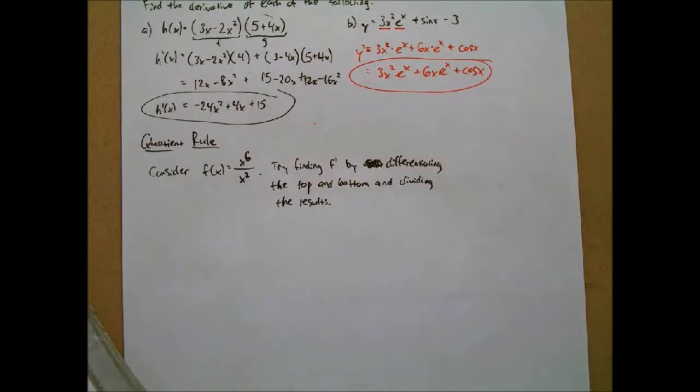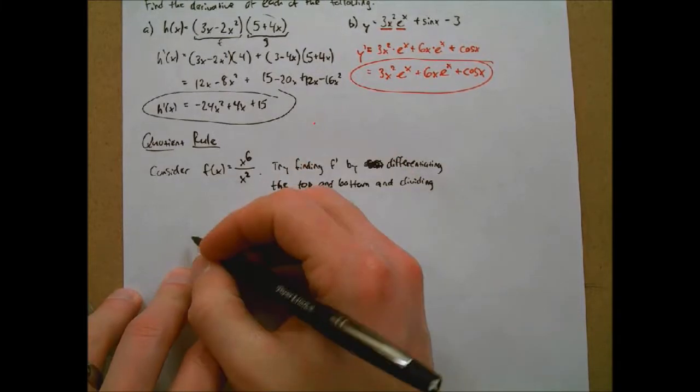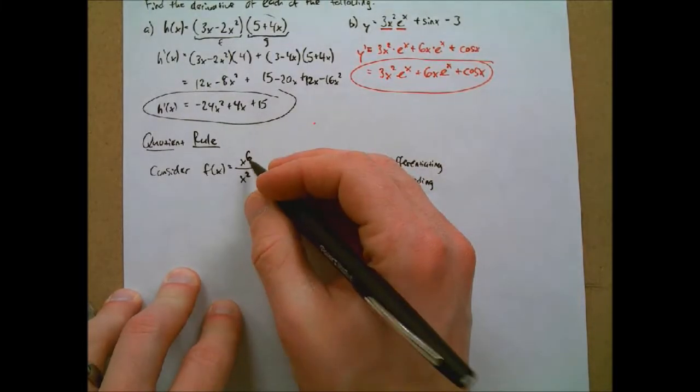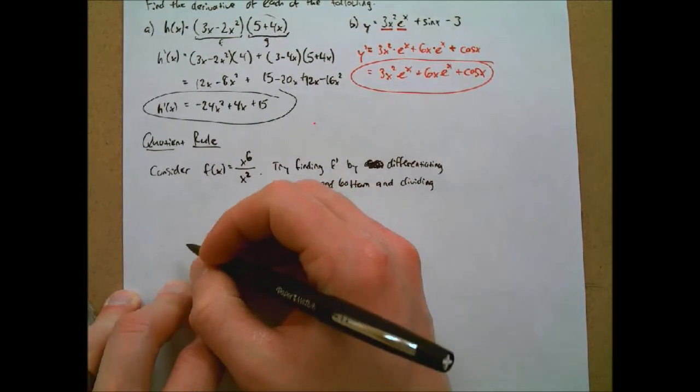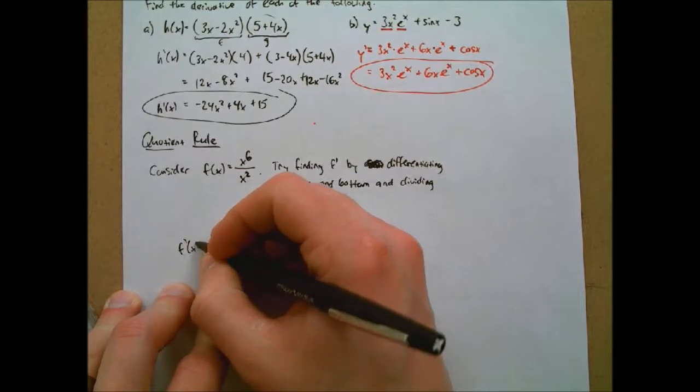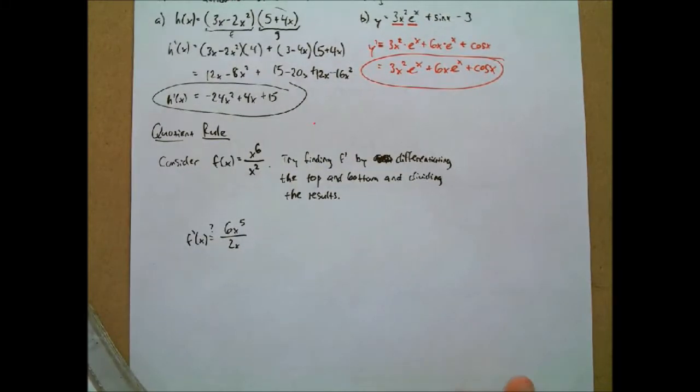All right, so the derivative of x to the 6th is 6x to the 5th. The derivative of x squared is 2x. And so does f prime of x equal 6x to the 5th divided by 2x? Like with the sum or difference, we can take the derivative of individual pieces and then add or subtract them back together. Can we do it here for the quotient? Probably not, right? We just did the product rule thing and it didn't work.